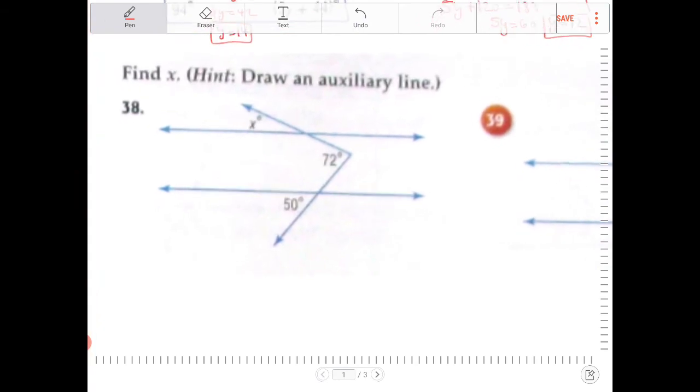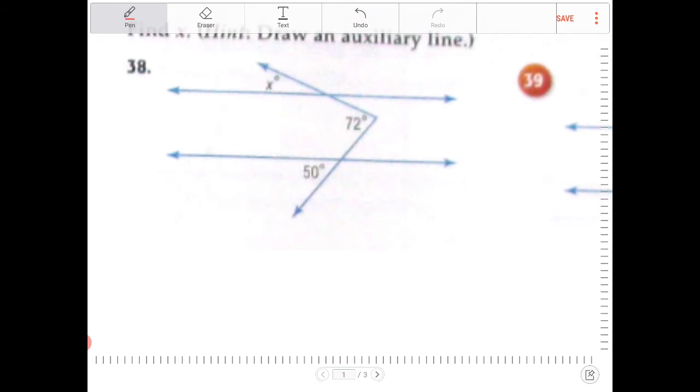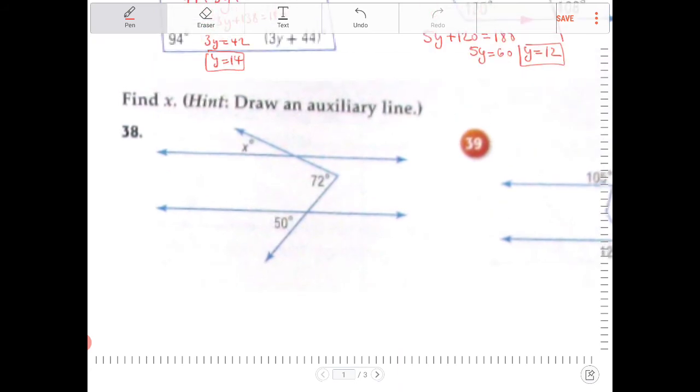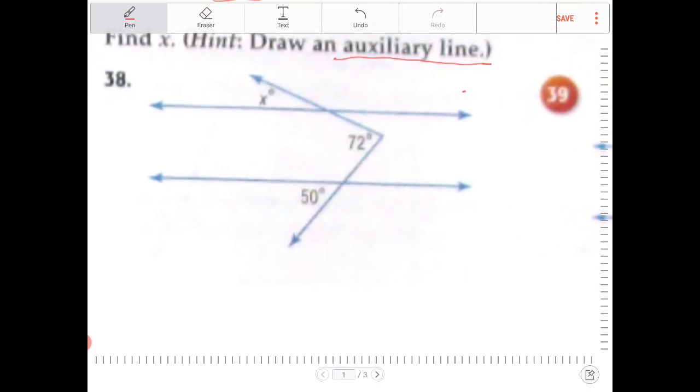Okay, moving on. Find x. Alright, so I know it says hint, draw an auxiliary line. Now this word here, auxiliary line, what is meant by that is draw an extra line that's not given in the problem. So if I have two lines here that are parallel, if I draw another line passing through that point that is also parallel to the other two that's already given, I can then form angle relationships here.